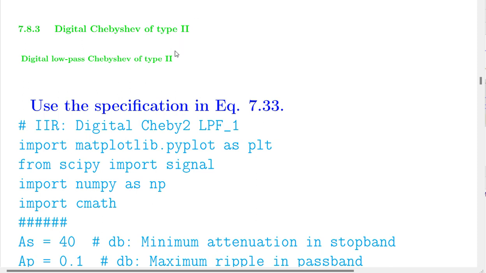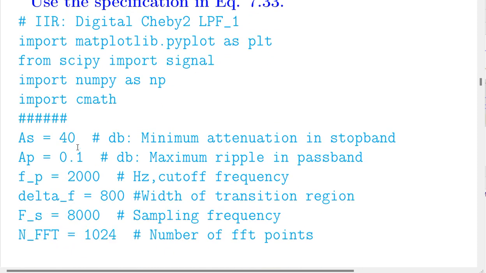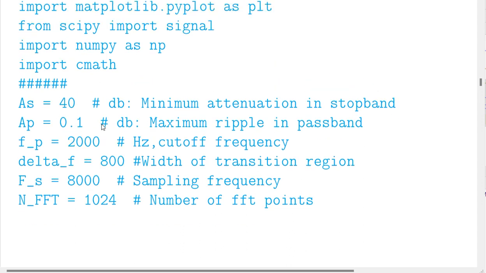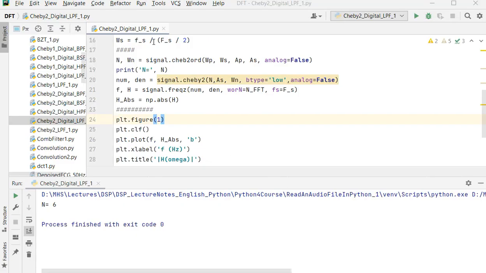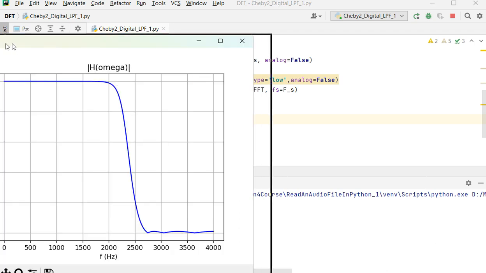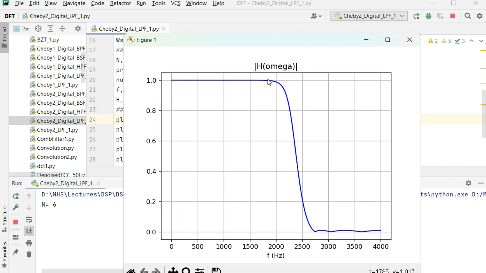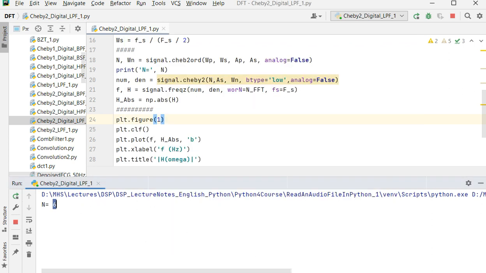What about Cheb2? I'll run just one of them. Say, for example, low pass filter. Okay, so making ready the PyCharm environment. Okay, running the program. Right. Here you see low pass Chebyshev type 2 having ripple in stop band frequency but no ripple in passband, and the degree of filter.